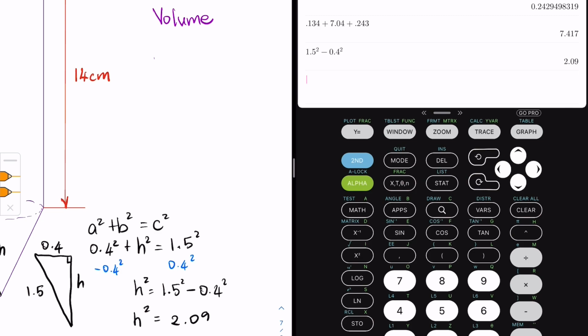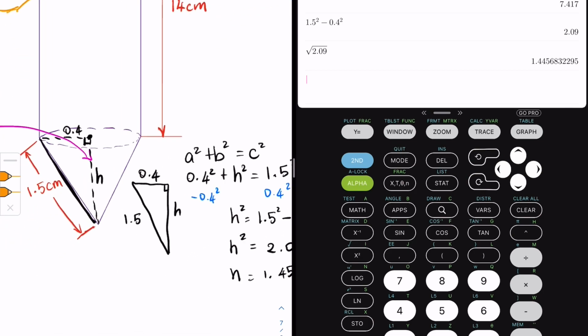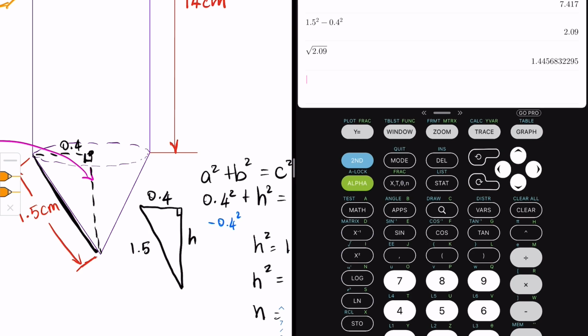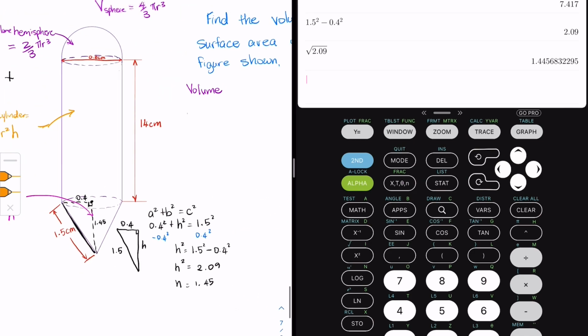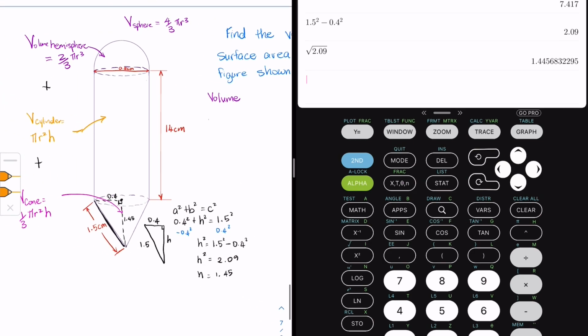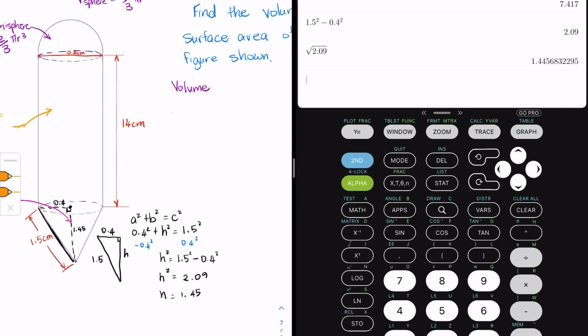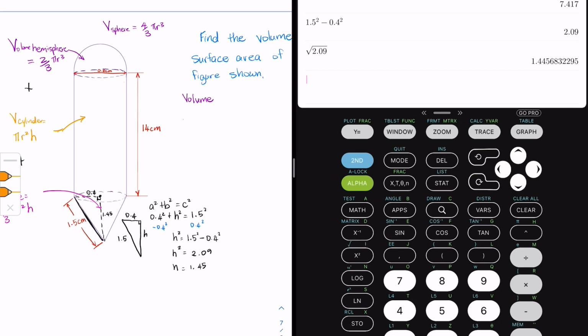And in order to find what h is, we just have to take the square root of that. So the square root of 2.09, and we get that h is 1.45. All right, so that is the height that we need. I'm going to replace h with 1.45. And now we can start working with our three formulas. So in purple, first of all, we are going to use our volume of the hemisphere formula to find the first part. So let's move that over here.